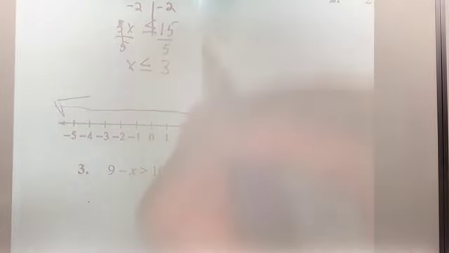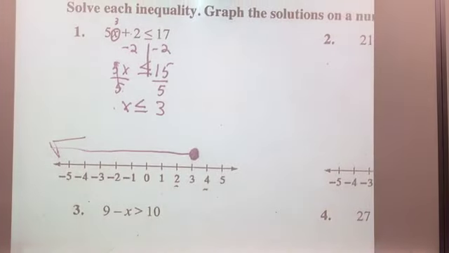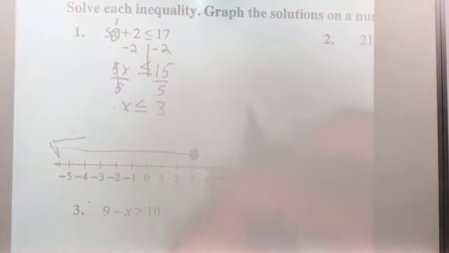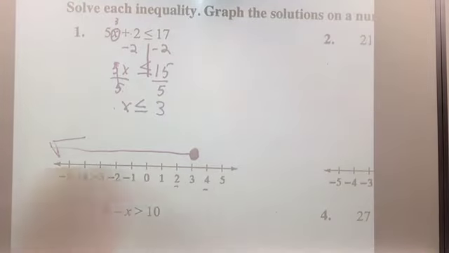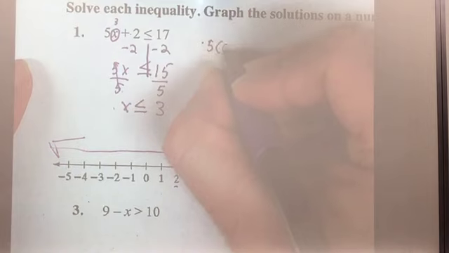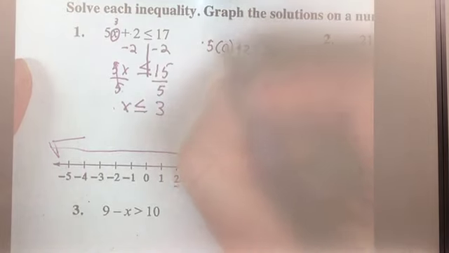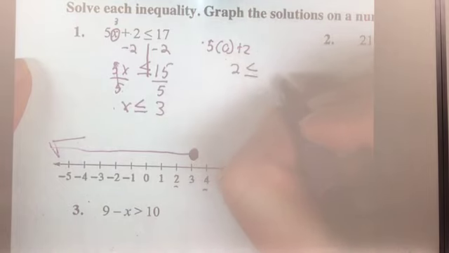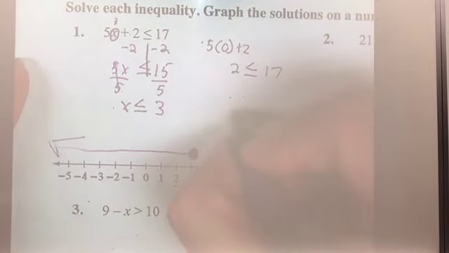Now I'm going to double check it to make sure I'm right here. Okay, I put in the 3 up here. 5 times 3 is 15 plus 2 is equal to 17. Now let's make sure my arrow is going the right direction. I'm going to put in a number that is less than 3. So 5 times 0 plus 2. I'm going to see what I get. 5 times 0 is 0 plus 2 is 2. Is 2 less than 17? Yes, it is. So I put my little smiley face. I have the right answer.